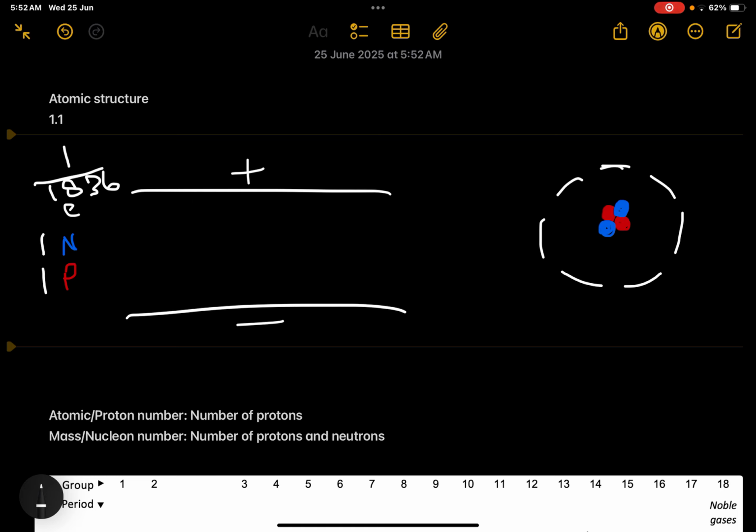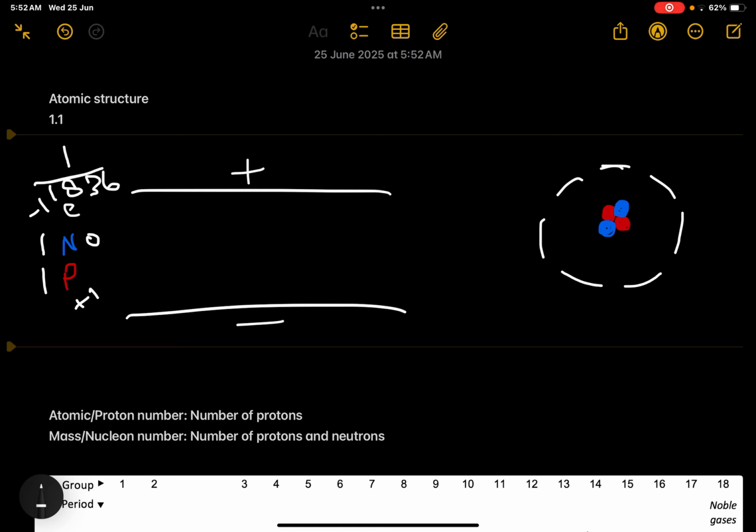As for the charges, we all know a proton is positively charged. It's got a charge of +1. An electron is negatively charged. It's got a charge of -1. And a neutron hasn't got a charge, so you could just write a 0 over there.